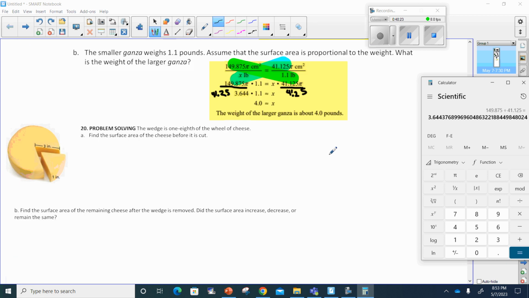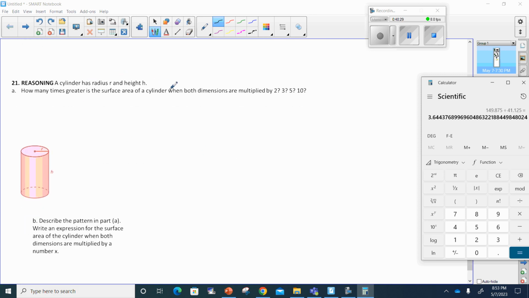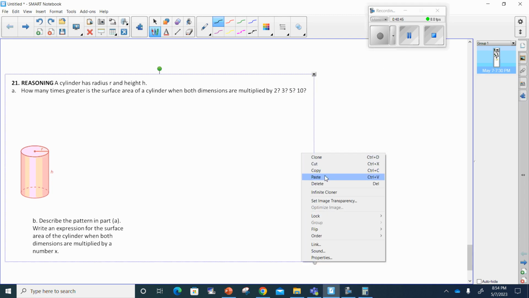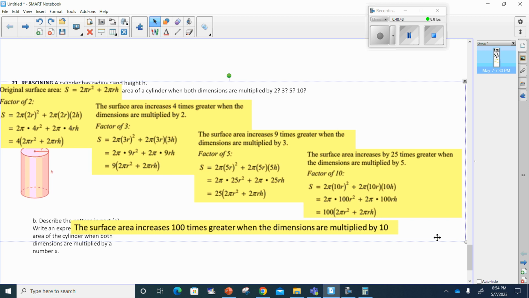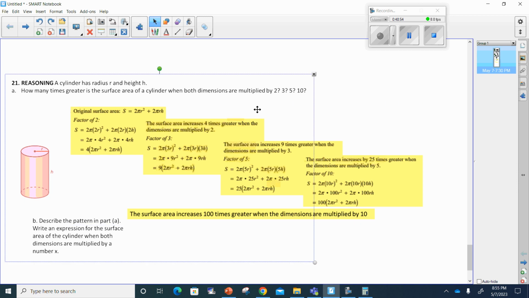All right, let's go ahead and go to number, let's see, 20 is yours. I've got number 21. The cylinder has a radius of R and the height of H. How many times greater is the surface area of a cylinder when both dimensions are multiplied by 2, 3, 5, and 10? Once again, to make this a little bit easier, I've taken all of the answers to each and put the work here. We see that when you multiply it by a factor of 2, you're going to take all these and multiply it by 2 and get that as your formula.